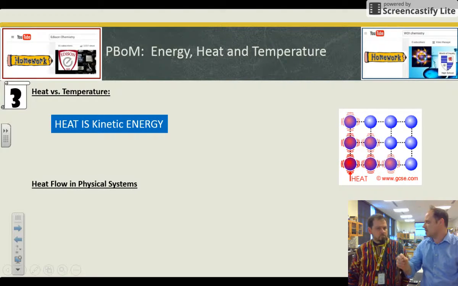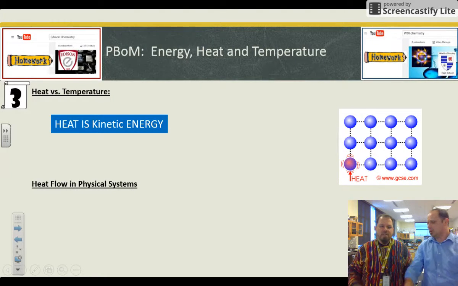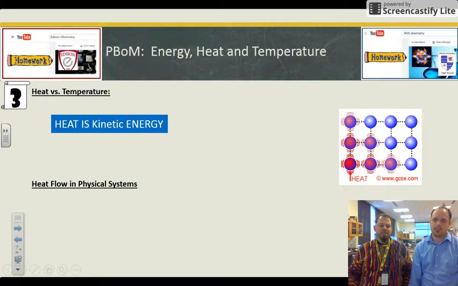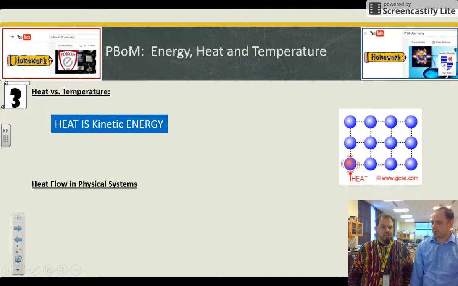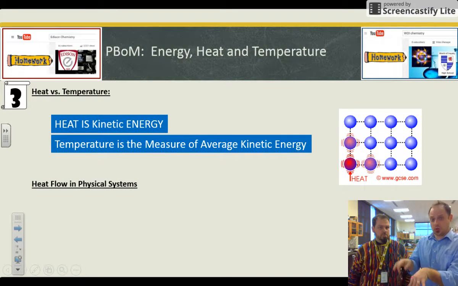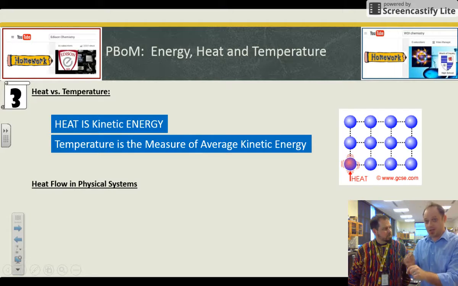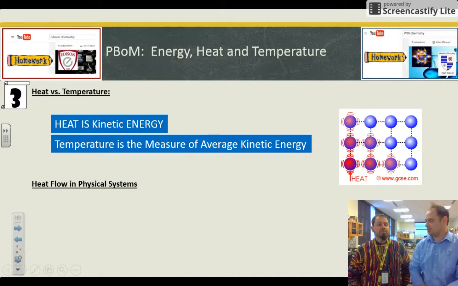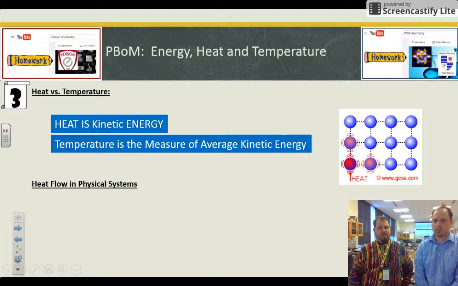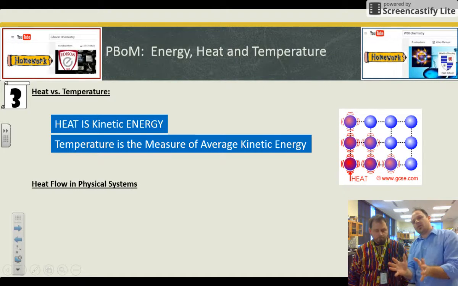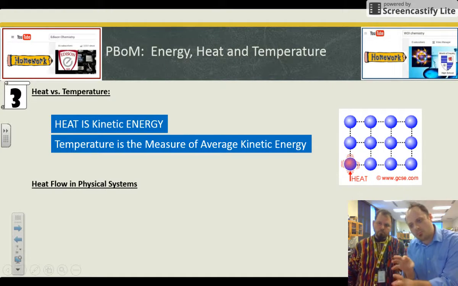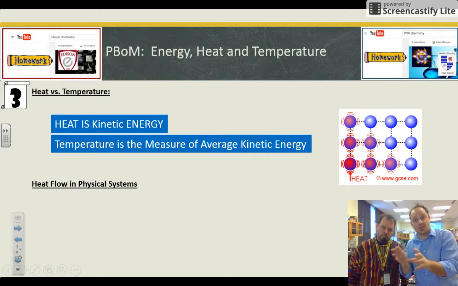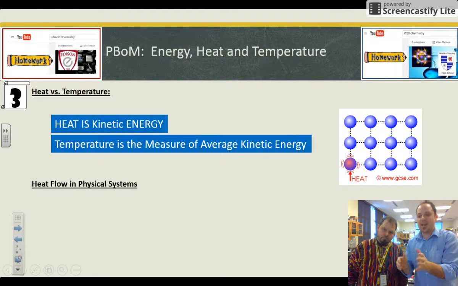Heat versus temperature. Why aren't they the same? Because heat is the actual energy. It's the energy to burn you. If you did a Google search on what the different types of energy are, you're never going to see temperature listed. They'll say heat. Temperature is specifically the measure of that average kinetic energy. If you look at the GIF, as that atom rotates harder and harder, it's moving faster and faster, it has higher kinetic energy.